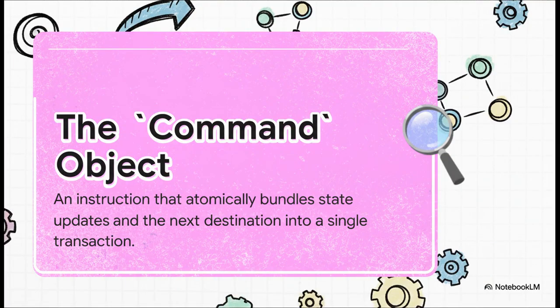The answer is this really clever little thing called the command object. It makes the handoff atomic. And all that means is that the state update, writing on the whiteboard, and the next step instruction happen at the exact same time in one single unbreakable transaction. This is huge because it prevents the system from ever getting confused or out of sync.